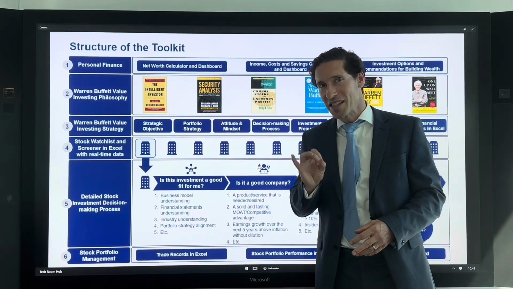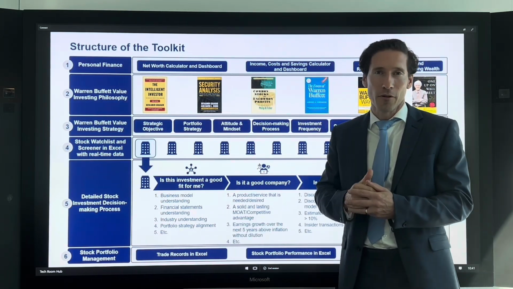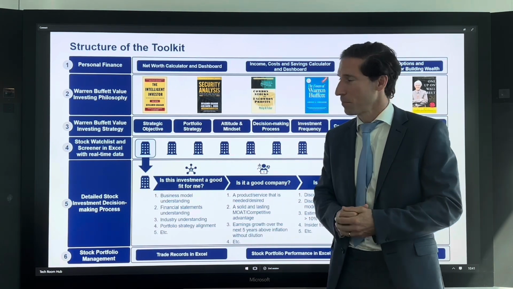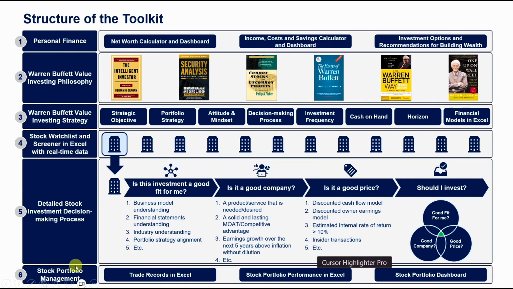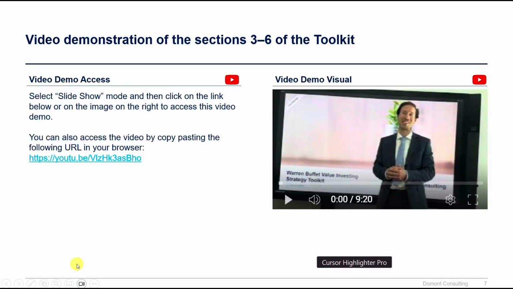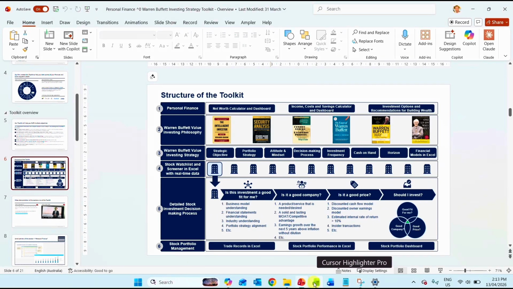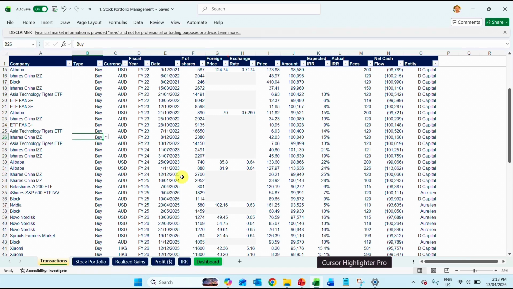Hi everyone, this is the structure of our personal finance and Warren Buffett value investing strategy toolkit. And today I'd like to focus on how to track and manage your stock portfolio. So that's the sixth section of the toolkit. So we've got an Excel tool, very simple here with 6 tabs.